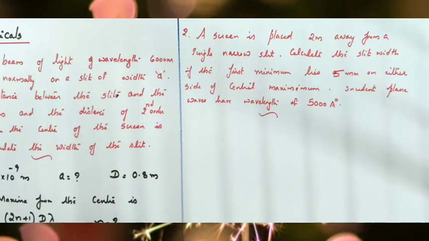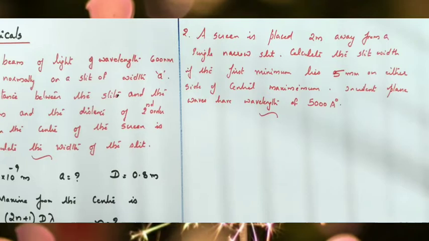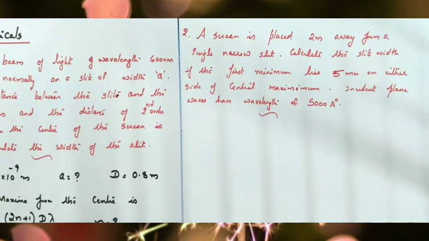Now, second question: a screen is placed 2 meter away from a single narrow slit. Calculate the slit width if the first minimum lies 5 millimeter on either side of the central maximum. Incident plane waves have wavelength 5000 angstrom.